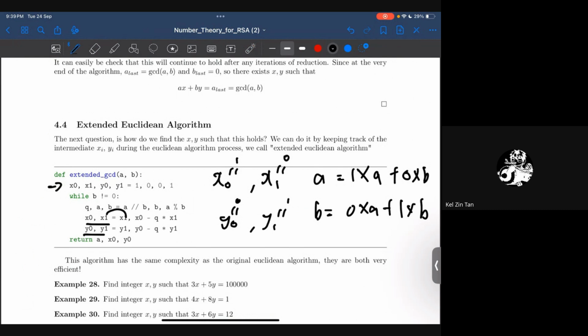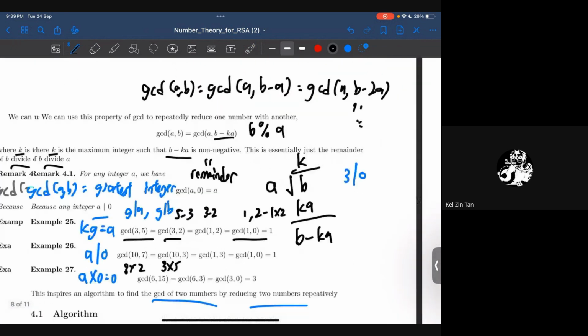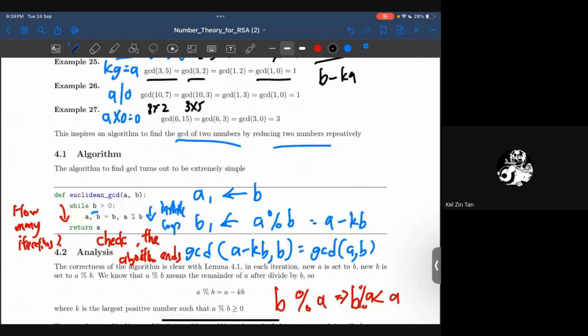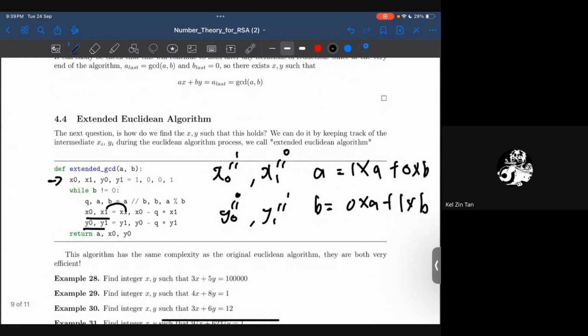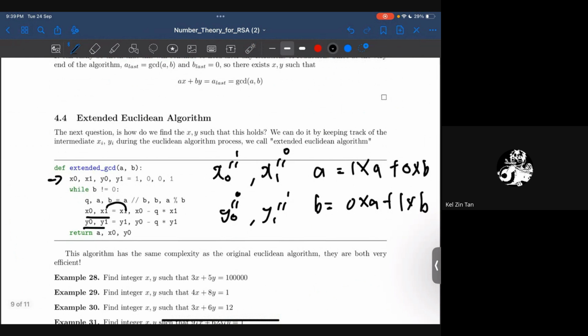Because we know that the new A will become the old B. So I just swap x1 to become x0. So here this thing will be equal to this, and this thing will be equal to this. And then the other one is just x0 multiplied by minus q, which is the quotient of a divided by b here, and so on. Right.